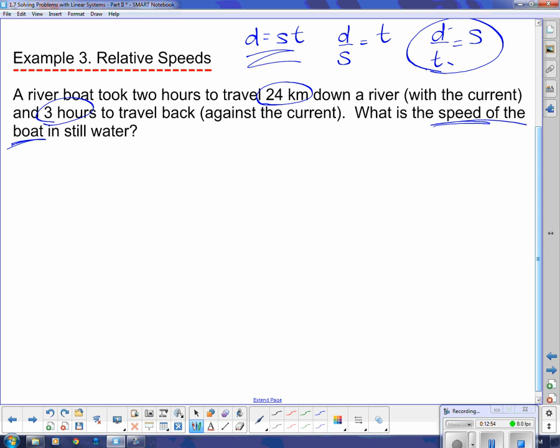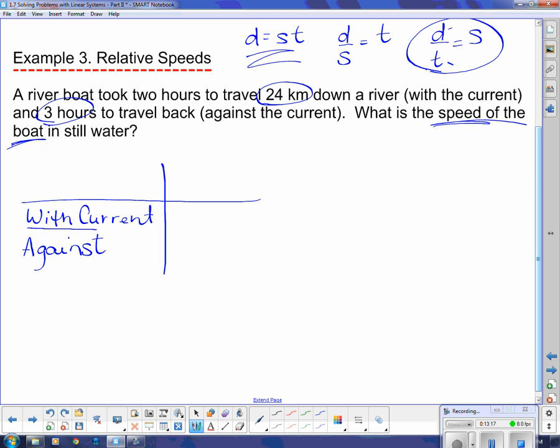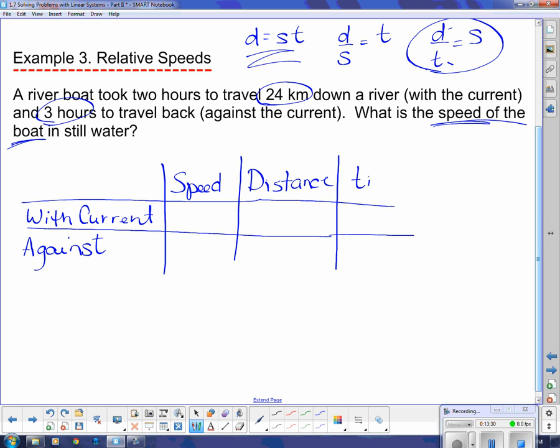So, what two things are going on here? The two things that are going on here is a trip there and back again. So, with the current and against the current. So, that's going to be part of my chart, with current and against current. And then across the top, we're always going to put speed, distance, and time.